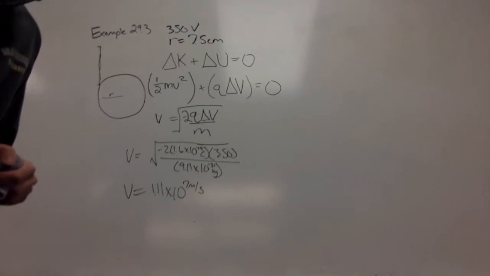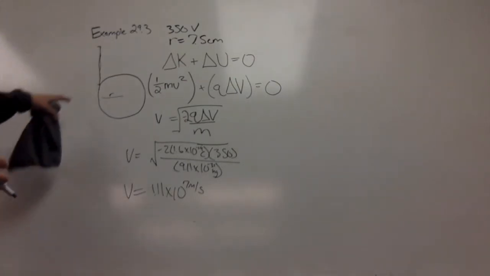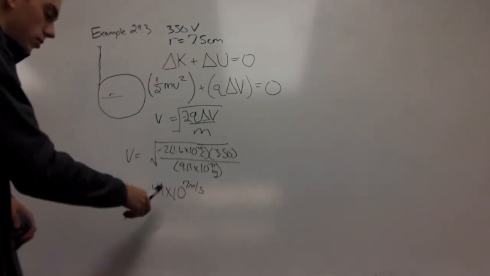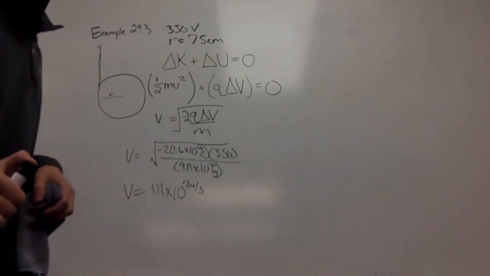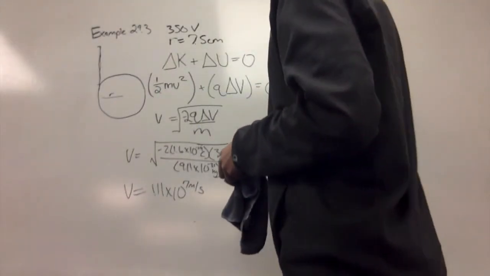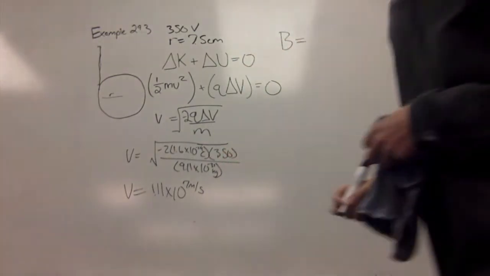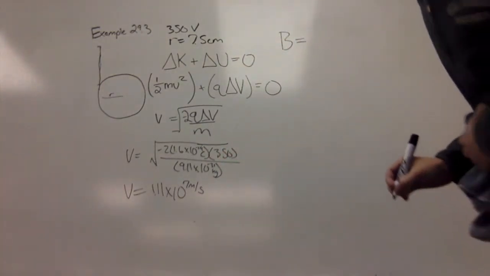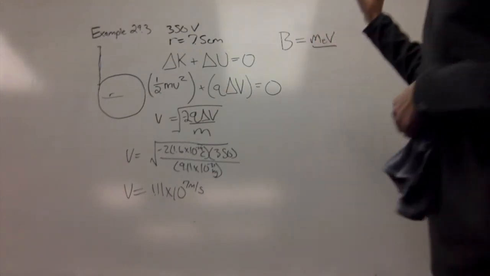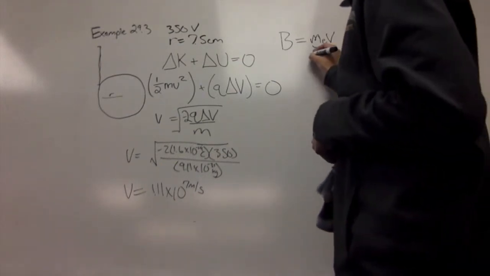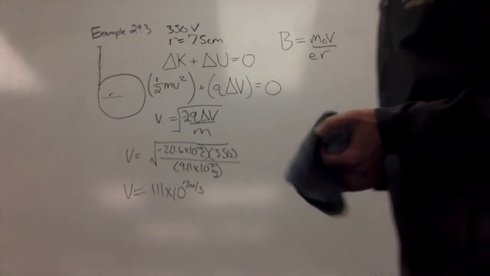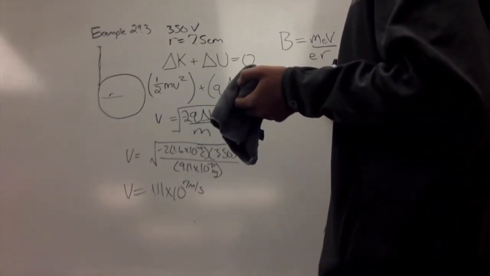Now we're going to take this second part here and imagine the electron entering the magnetic field with this speed. So we'll take our new equation over here for the magnetic field. Our magnetic field is equal to the mass of the electron times velocity over e times our radius. So all we need to do is plug in some basic values for this.